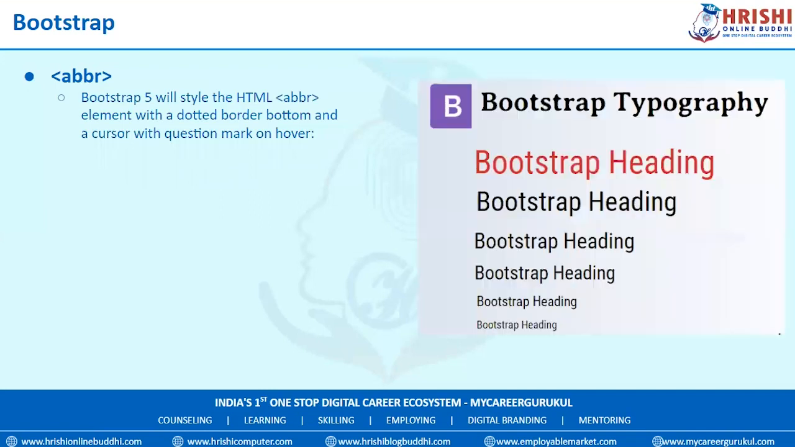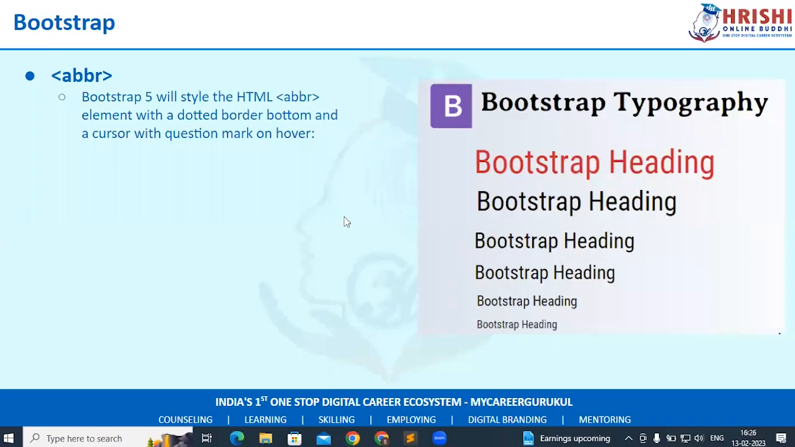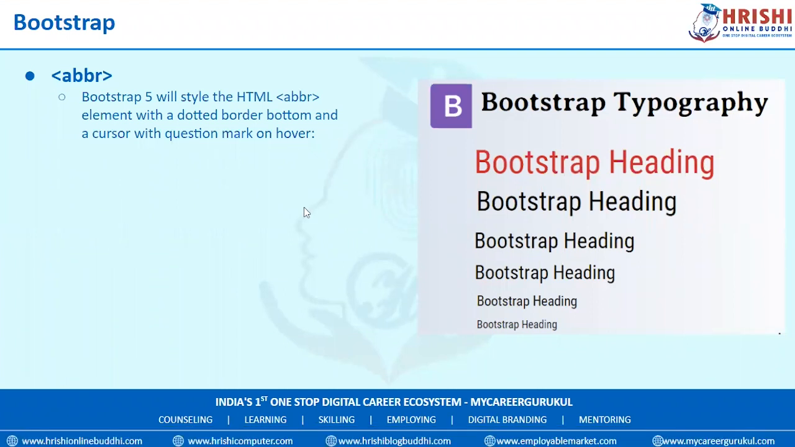Then comes the abbreviation tag. Bootstrap 5 will style the HTML abbreviation element with a dotted bottom border and a cursor with a question mark on hover. As you all know, abbreviation may be used inside a paragraph, for example WHO. As soon as a person hovers over that part, it will show the full form of the abbreviation.